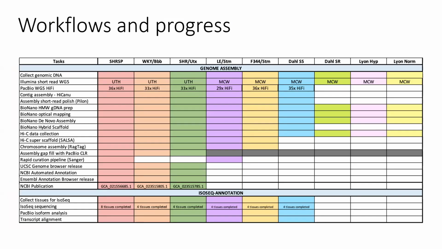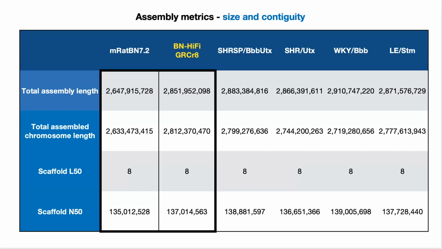Again, the SHR, the WKY, and the SHRSP have been submitted to NCBI. They've been submitted to Ensembl, as well as the Iso-Seq data that we have generated for those animals. They are available for you to use and have been annotated by Ensembl. Okay, assembly metrics, size and contiguity.